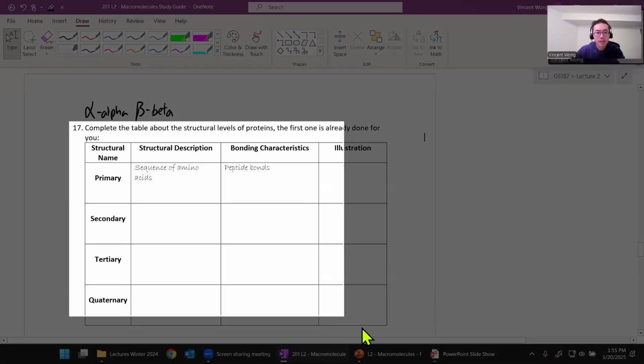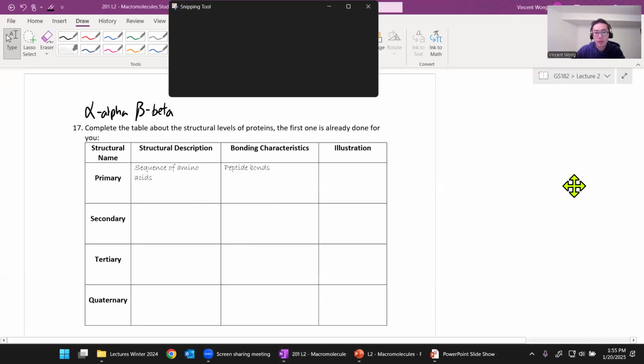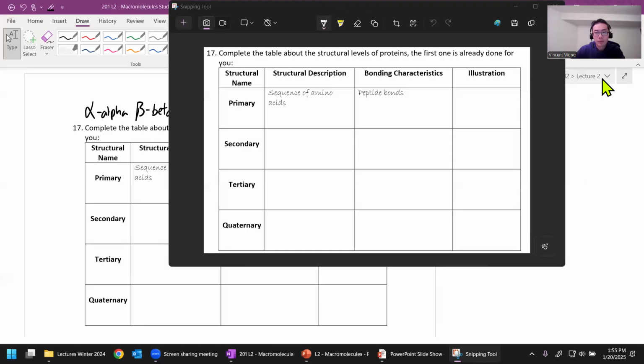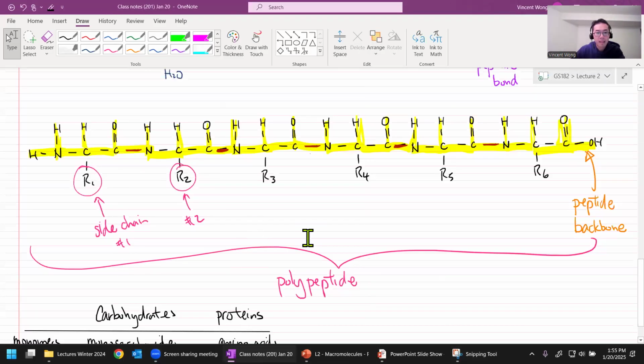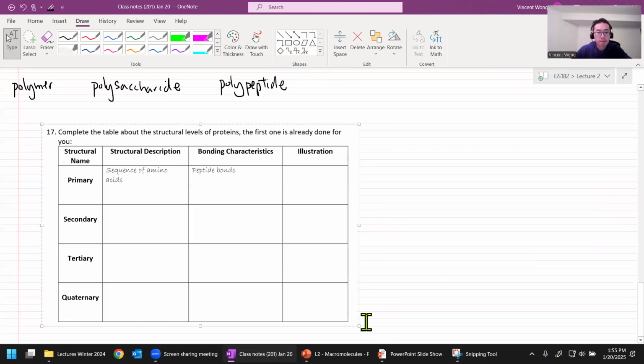Okay, this is question 17 in the study guide. If you haven't been working on the study guide, please do so. It's very important that you do. If you have trouble finding the study guide, you should let me know as well. I'll help you locate it.